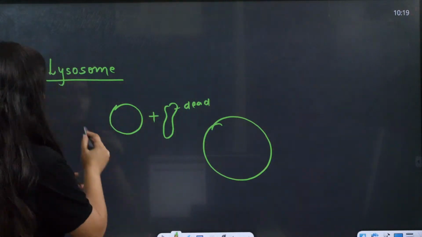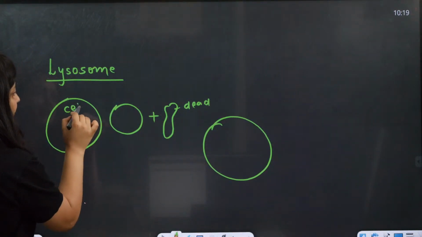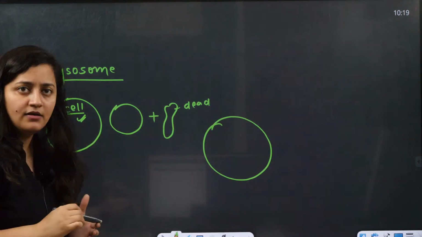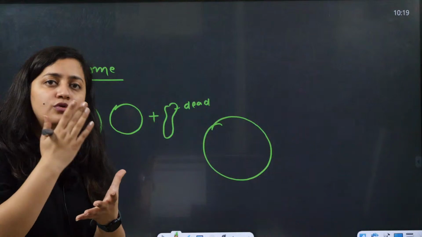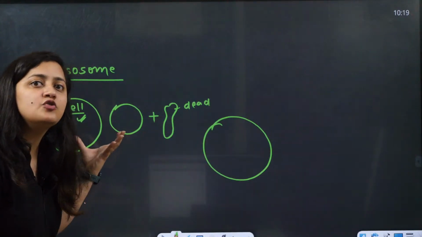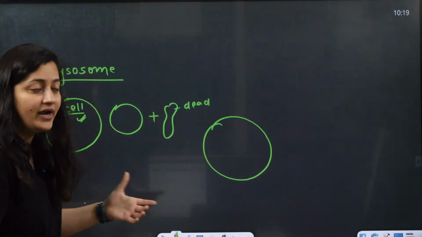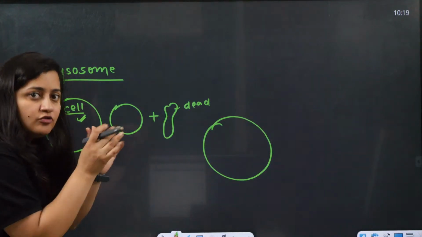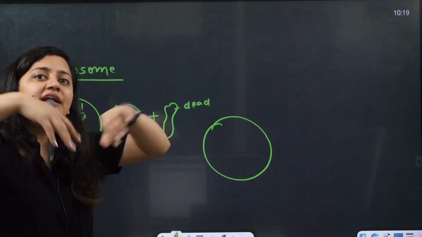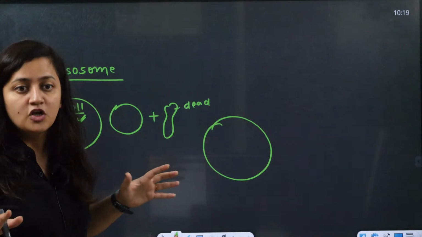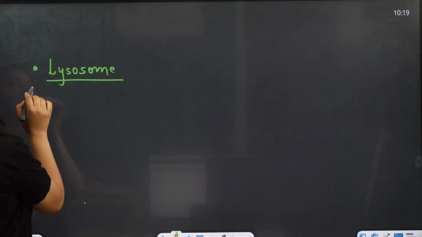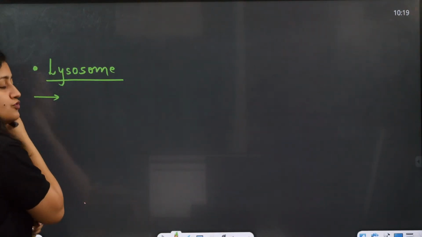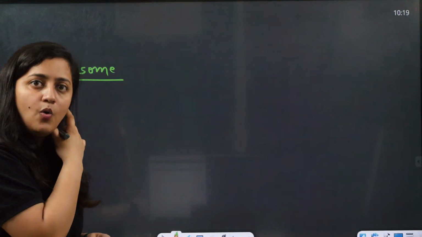And moreover, let's say this cell is not working well, and there is the need to destroy the cell, to damage the cell because it is not working well. Cell death is required. At that time also, the lysosome is going to release its content and it can destroy the entire cell. So it helps in cell death also whenever required. Now I just mentioned that lysosome is the organelle which shows polymorphism. Can you tell me how?